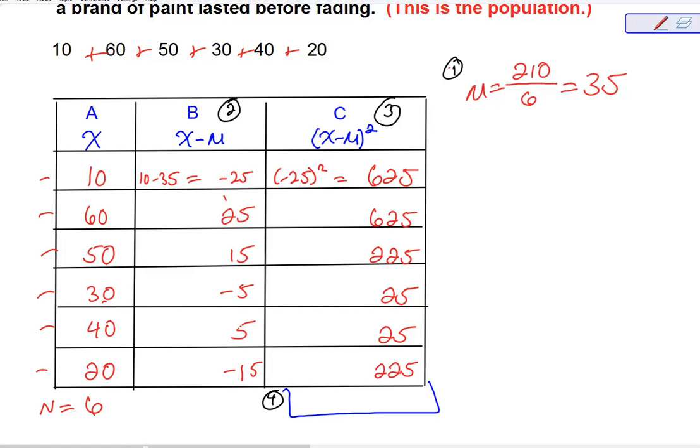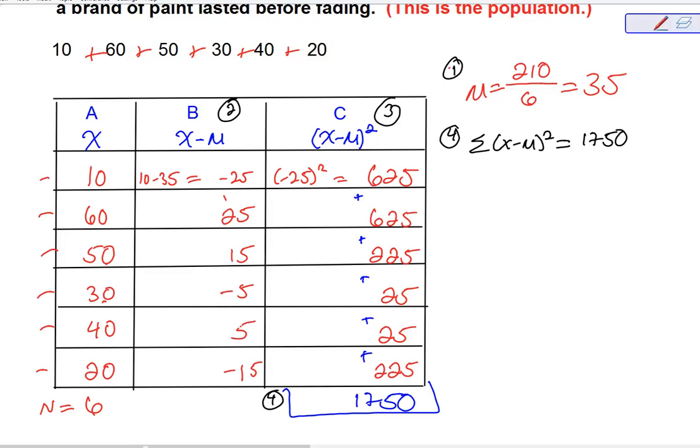Whenever I add all these numbers up, let's see what I get. I get 1,750. So step 4, which is the sum of my x minus mean squared, is 1,750.